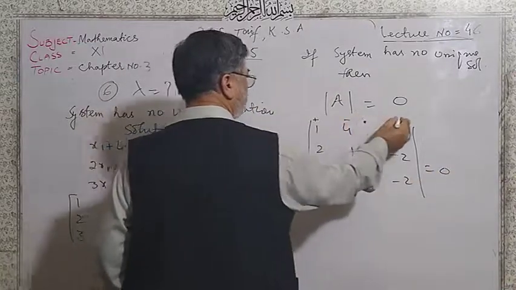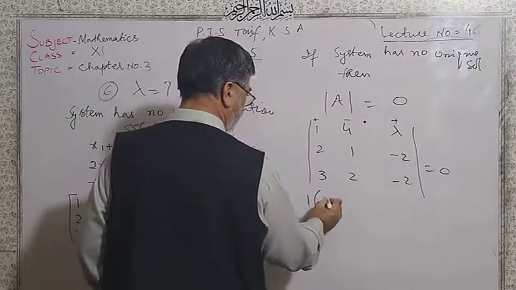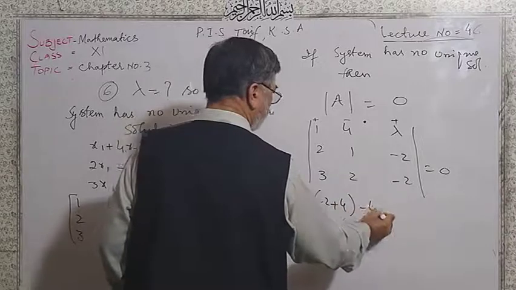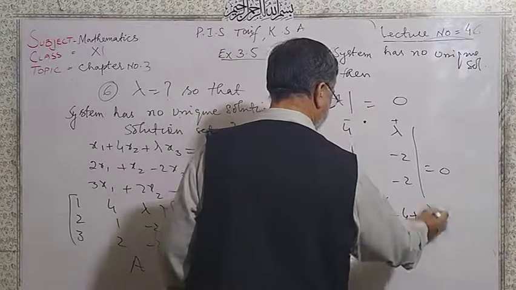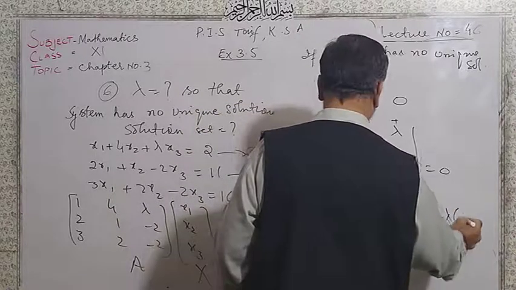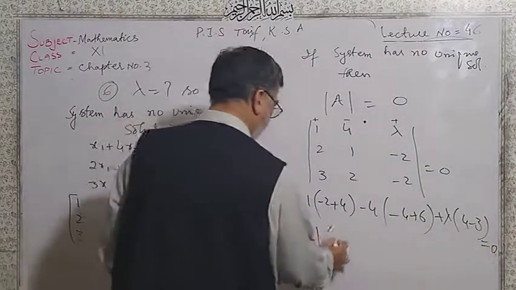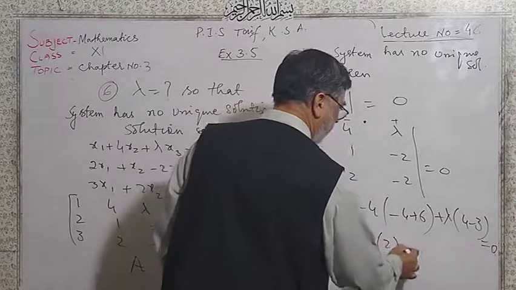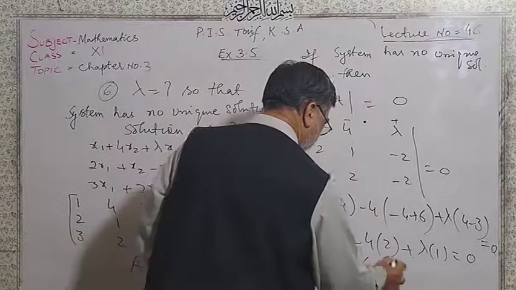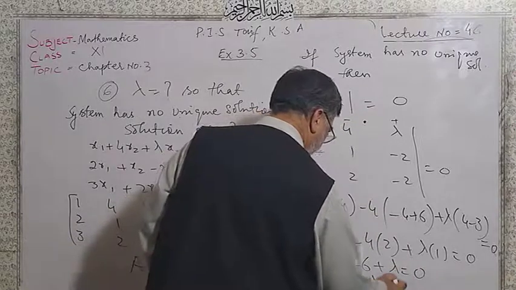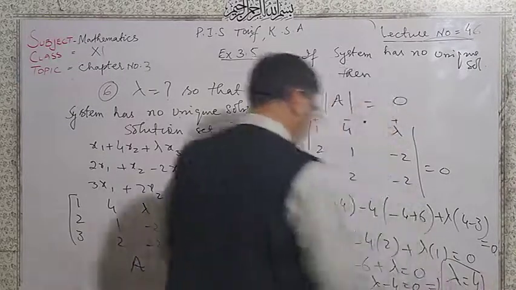This will be plus, minus and plus. Remove this row and column, AD minus BC. Minus 2 plus 4. Minus 4 into, remove column and row, minus 4 plus 6. Then plus lambda into 4 minus 3, that is equal to 0. 1 into 2 minus 4 into 2 plus lambda into 1 is equal to 0. Here is 2 minus 6 plus lambda is equal to 0. Lambda minus 4 is equal to 0 implies that lambda is equal to 4.